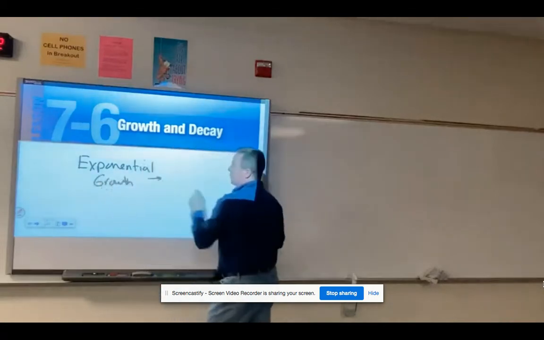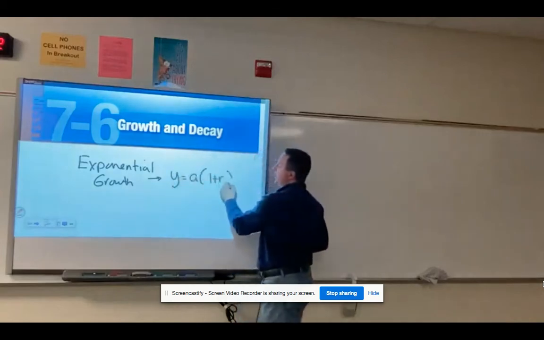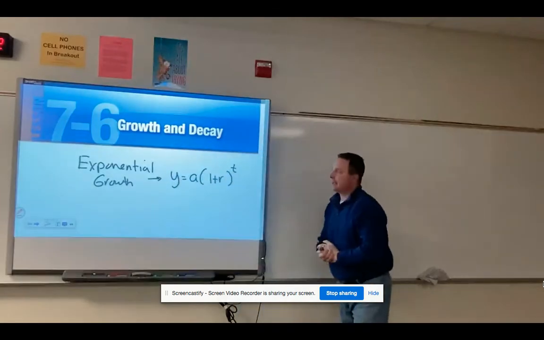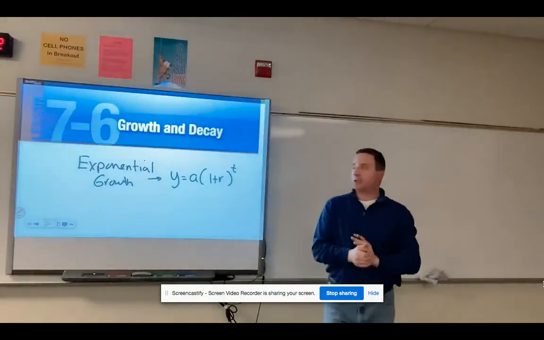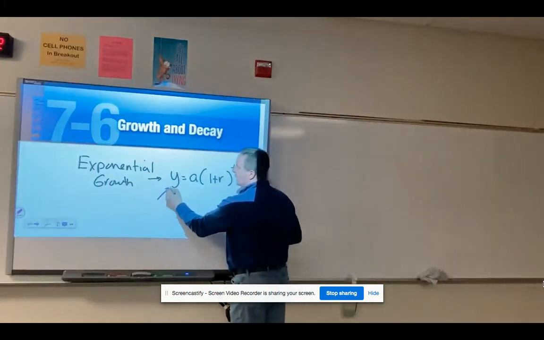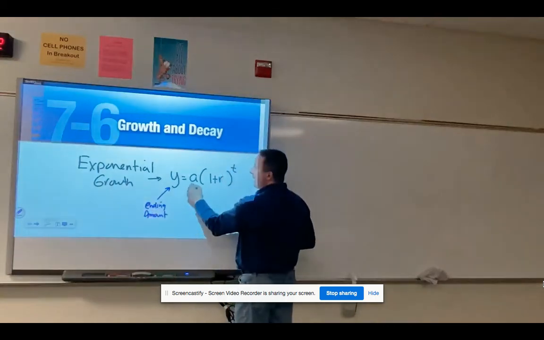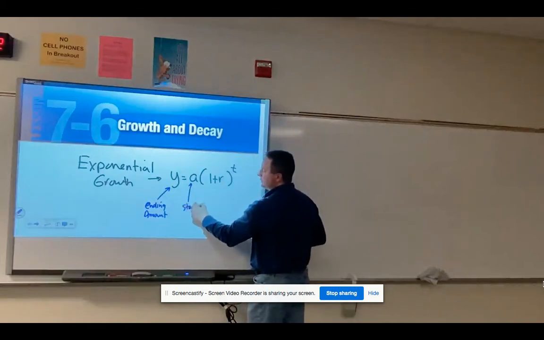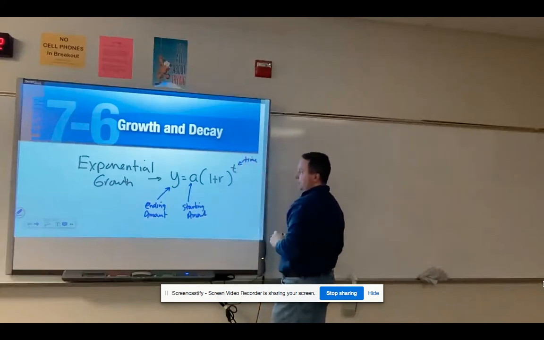The exponential growth formula looks something like this: y = A times (1 + r) to the t power. It's a little equation that can be used to find the value of an exponential function, and each one of these things has a different part. The y here is the ending amount. A is your starting amount. T, as you probably know, is time.